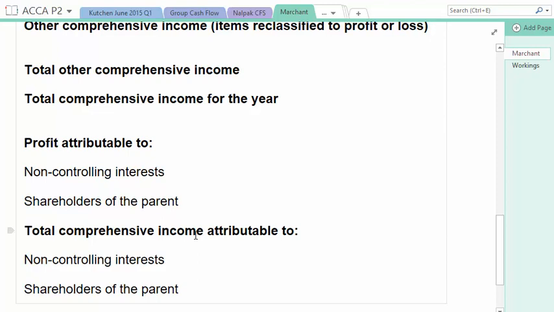Then we split our profits between those allocated between the NCI and the group, and also total comprehensive income allocated between the NCI and the group. So that would very much be my first page.